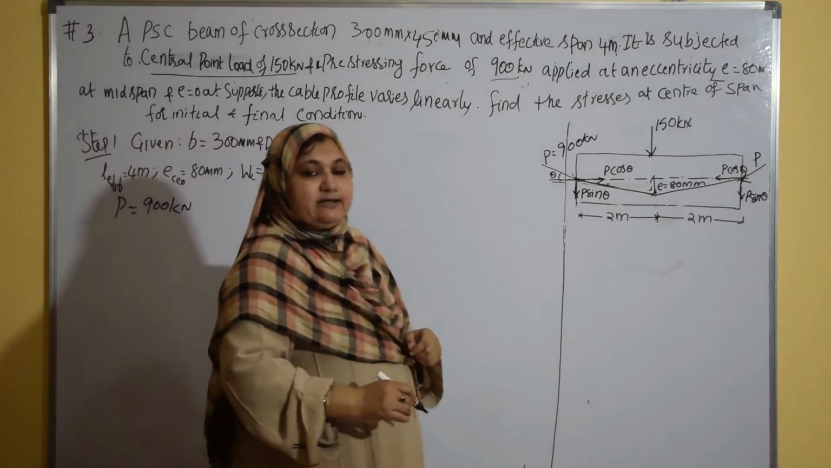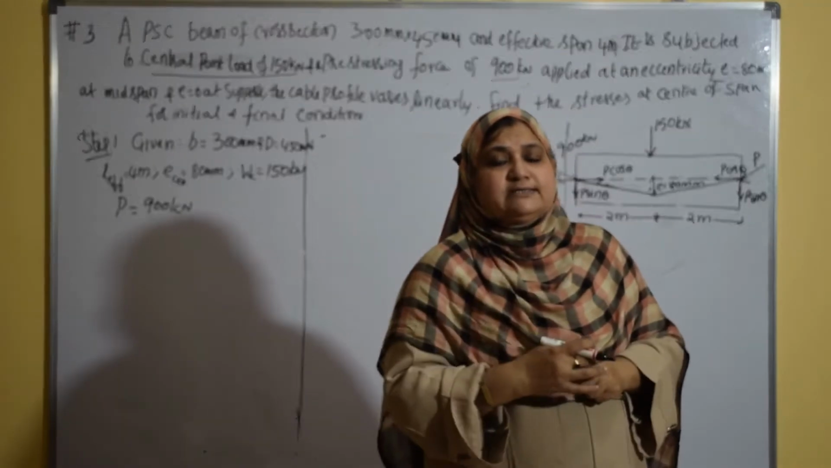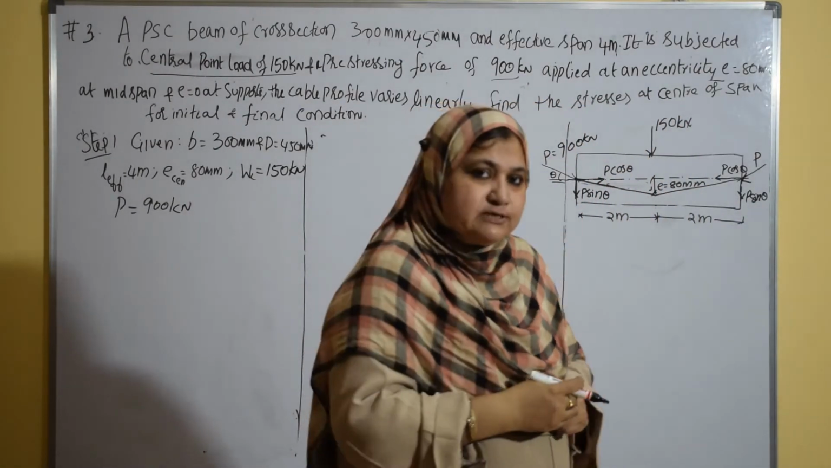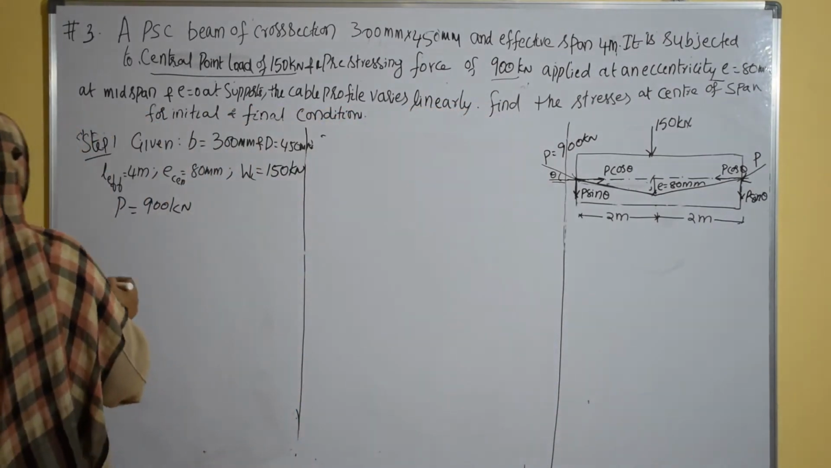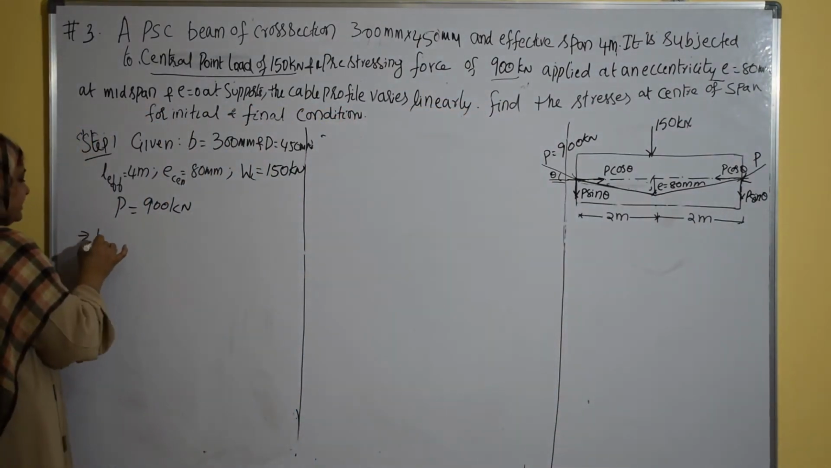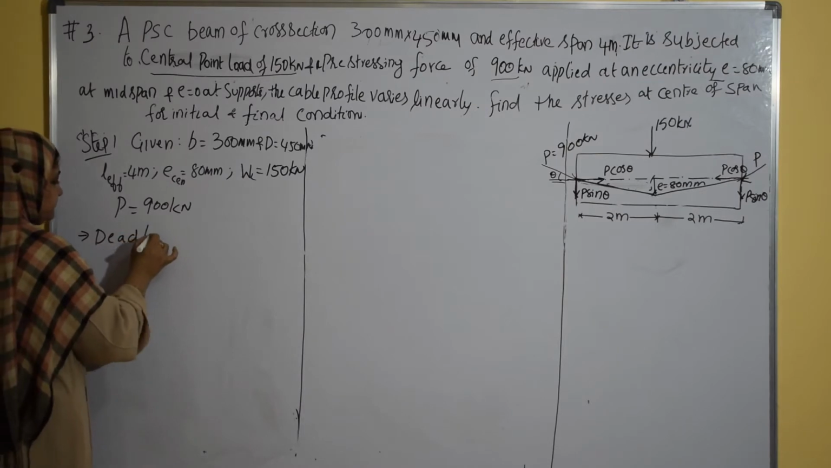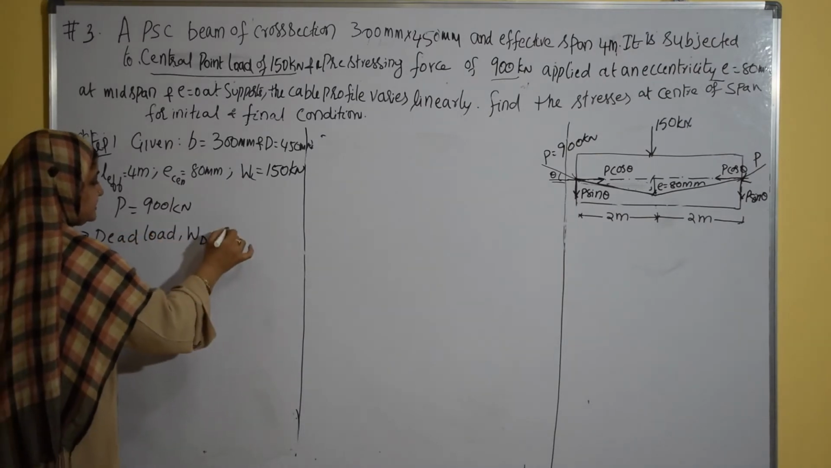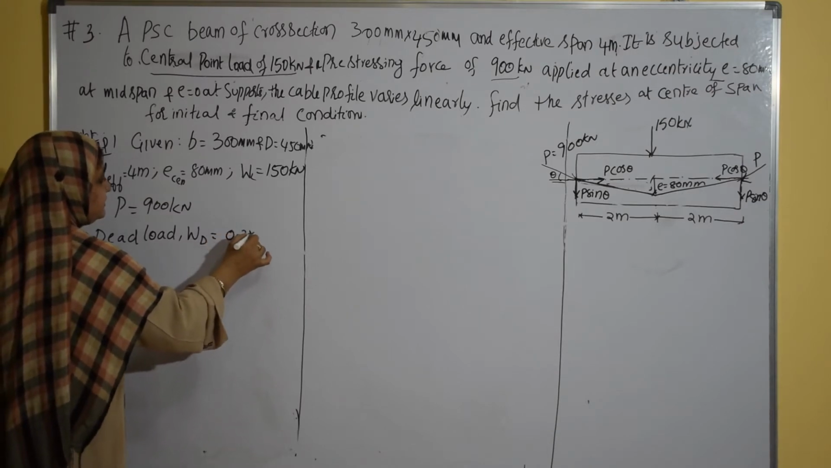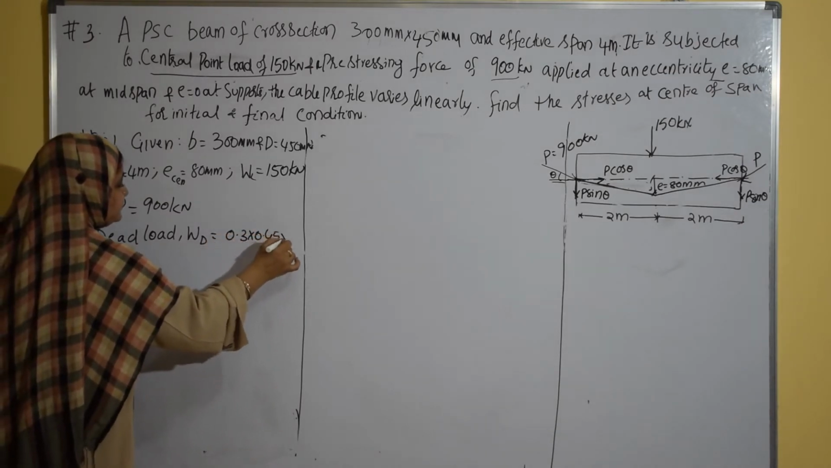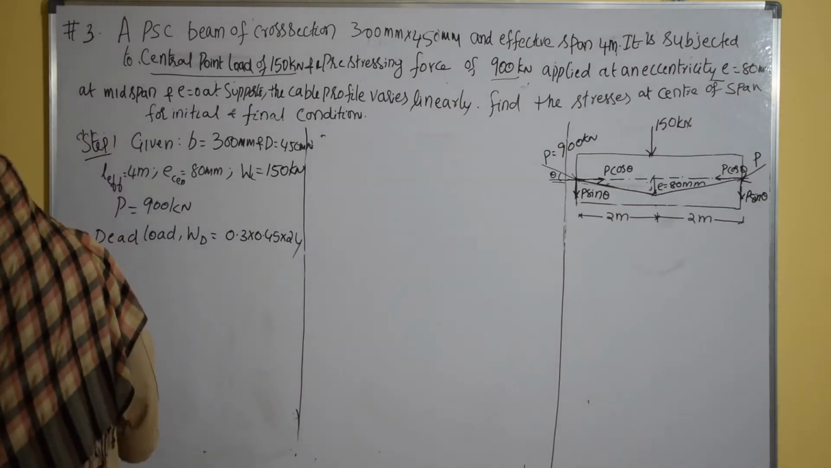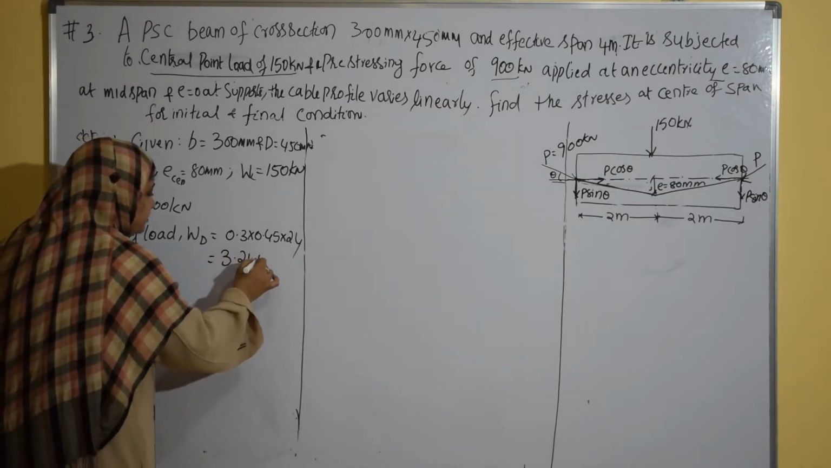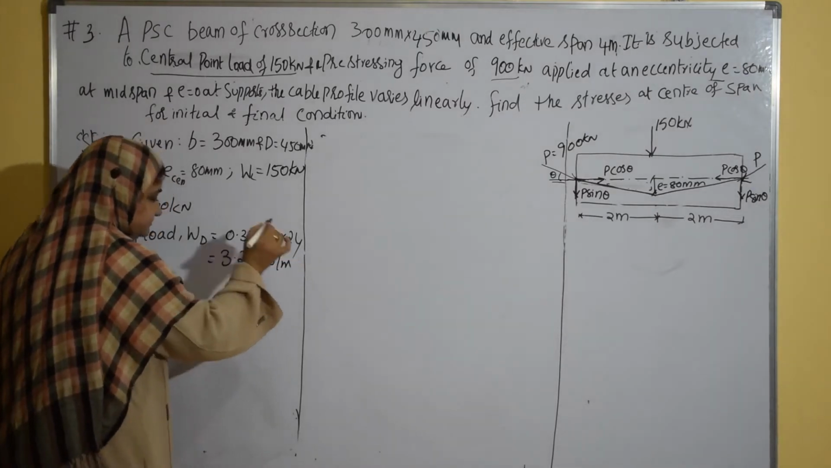So all the data I have written. Now what is unknown here? Theta is unknown and dead load is unknown. So first we will find out dead load because we are used to it. So dead load means self weight of the beam. Dead load WD is equal to section size 0.3 into 0.45 into density of plain concrete. So WD comes out to be 3.24 kilonewton per meter.